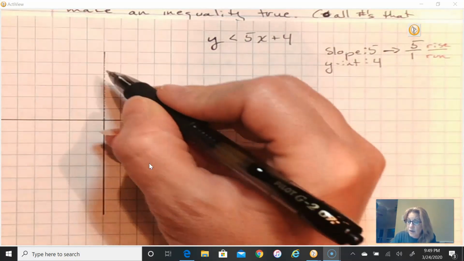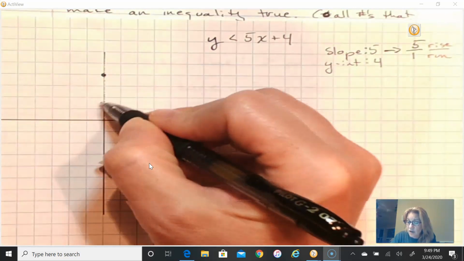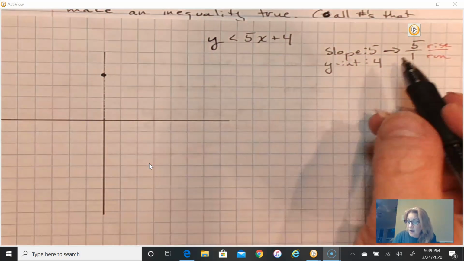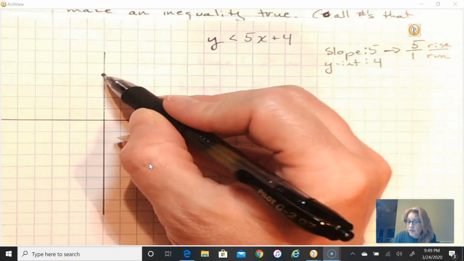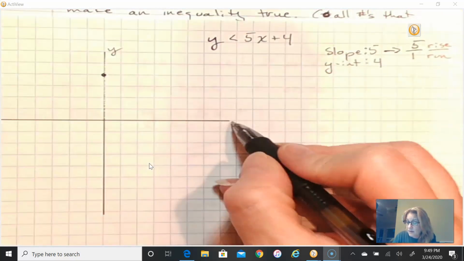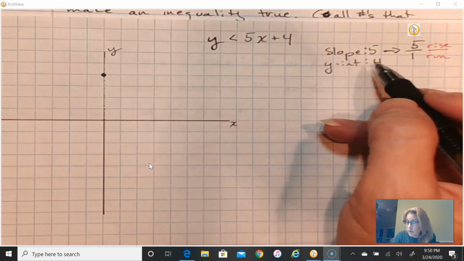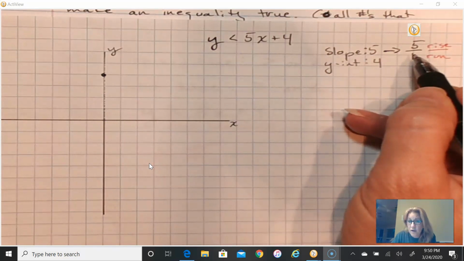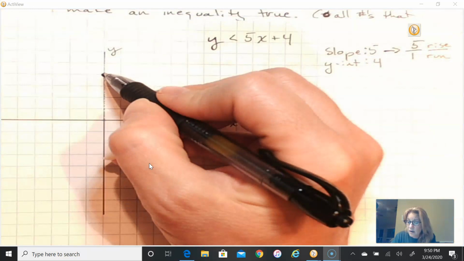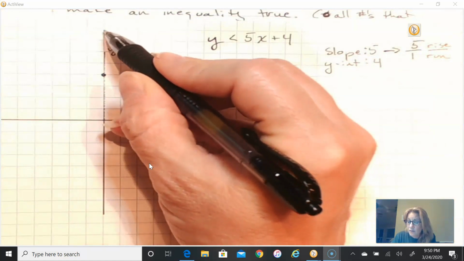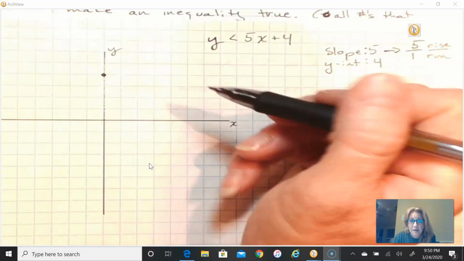1, 2, 3, 4. See how each line is a different number. It's positive 4 for the y-intercept. This is my y, this is my x, so I have it there. My slope is 5 over 1. I can go 1, 2, 3, 4. Oh man, I've run out of space.